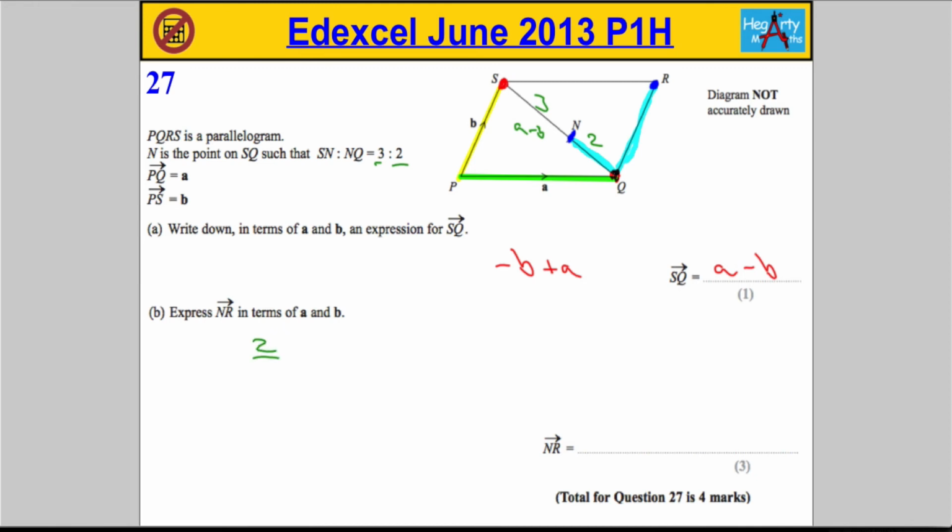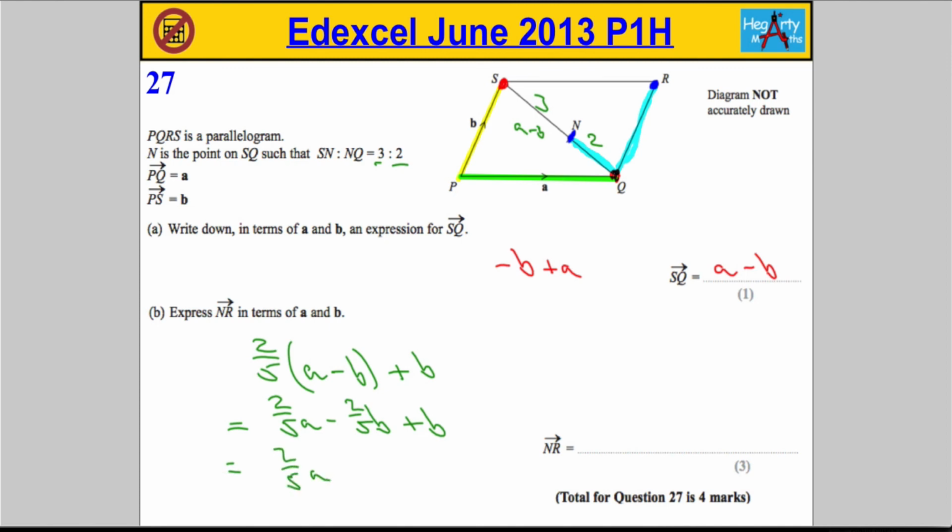So we want to go 2/5 along the vector A minus B. We go 2/5 along there. Then we're going to want to travel along that vector here from Q to R. Well, QR is the same as the vector from P to S. It's going to be the vector B. So we go 2/5 along A minus B, and we add to that B. So let's tidy this up. We're going to get 2/5 of A minus 2/5 of B. We're going to add B to that, and then let's tidy that up as well.